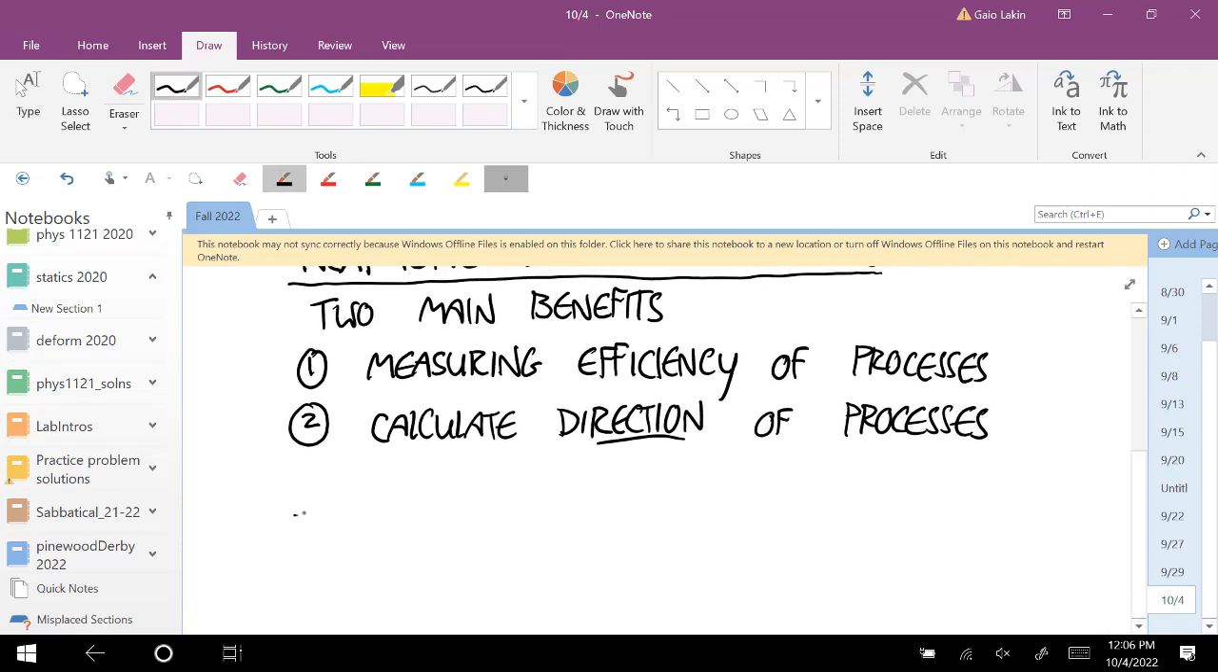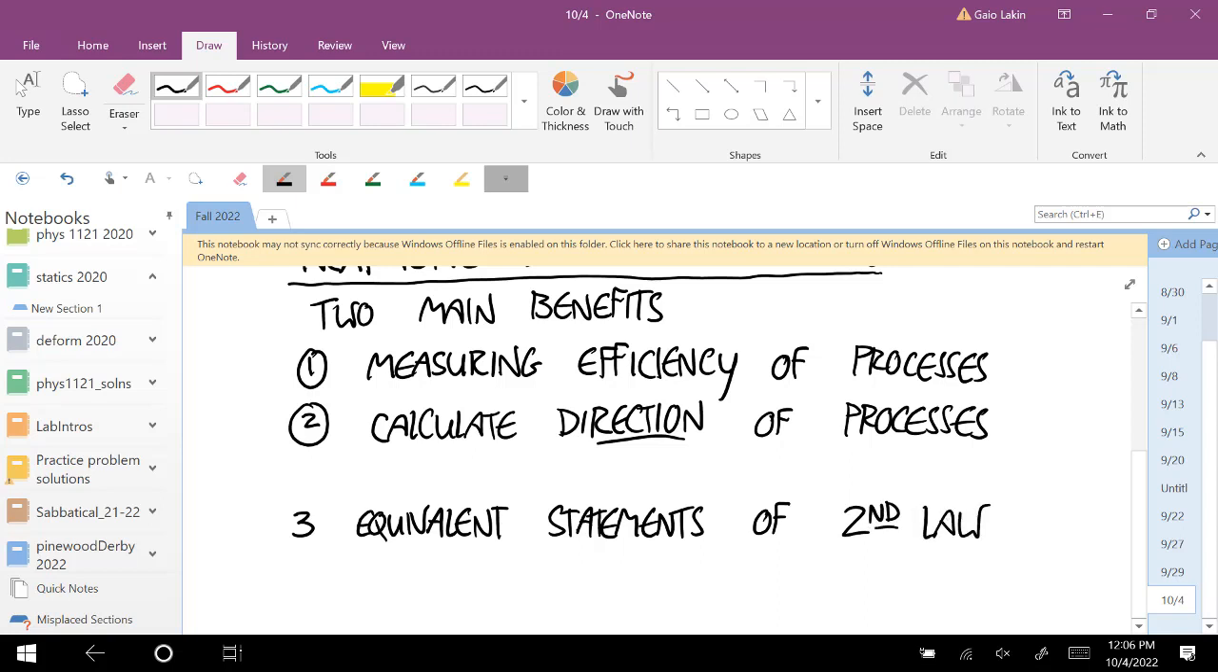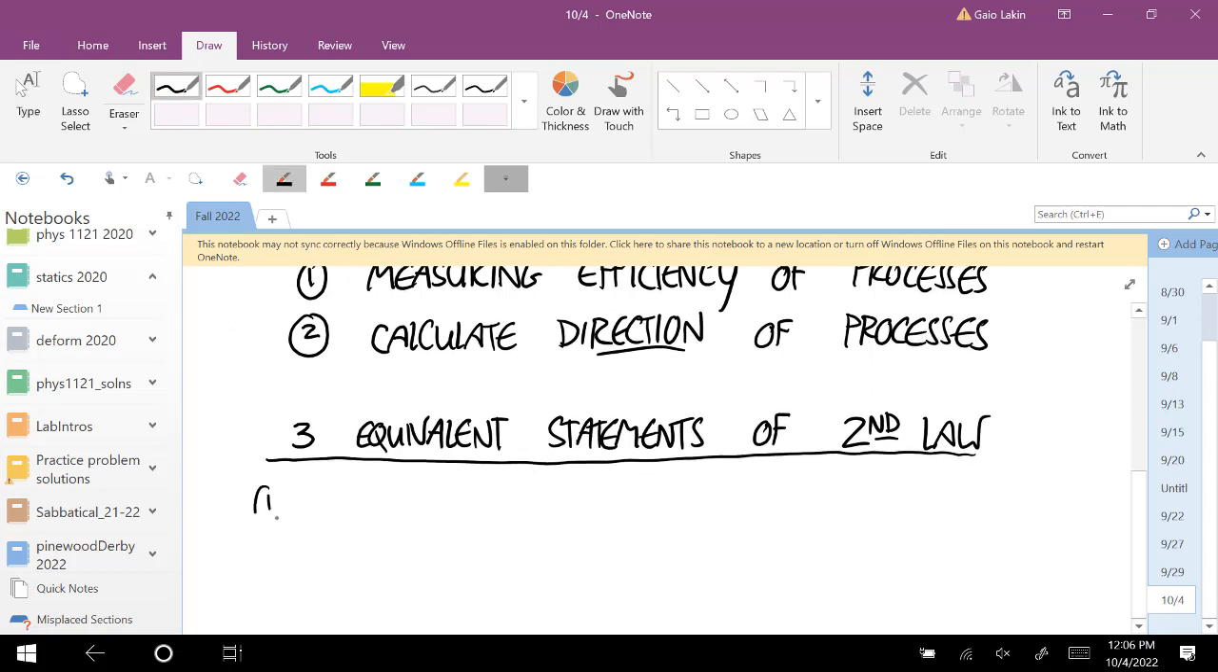There are three equivalent statements of the second law. They all three have different uses. And at first glance, it's pretty surprising that they're equivalent. The first one, the most intuitive one, the one that you feel like you could have come up with on your own, we all probably have this intuition, is called the Clausius statement.